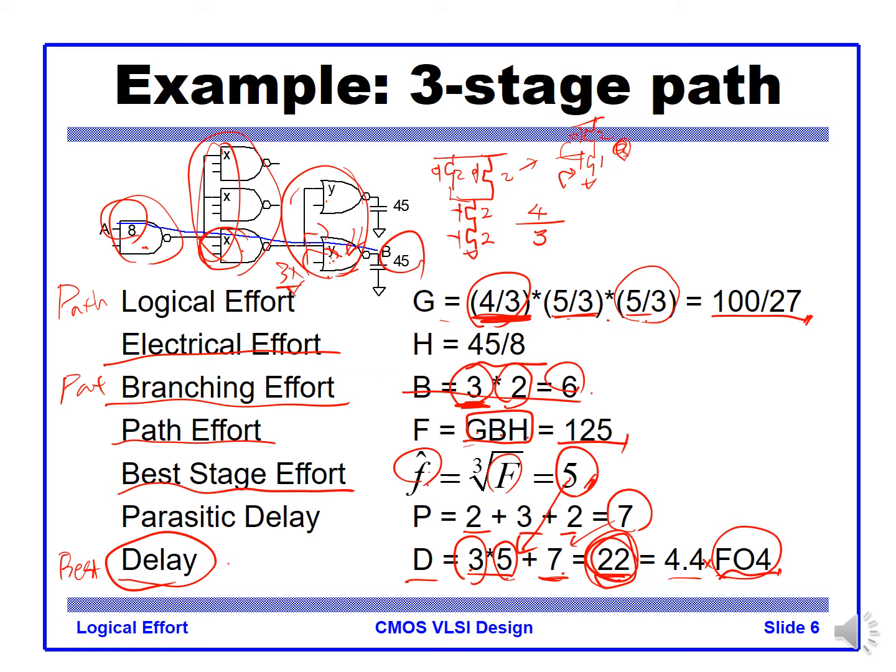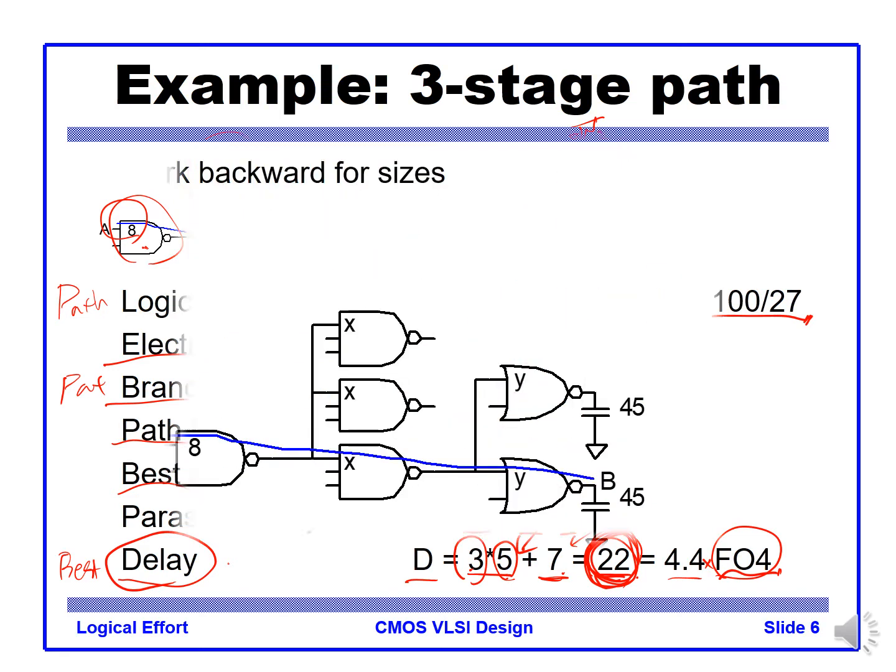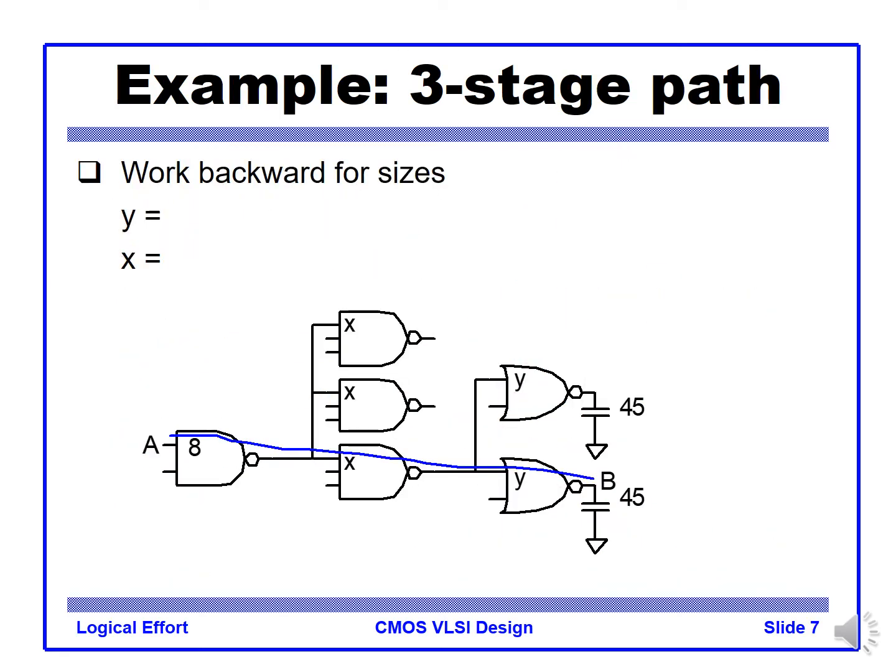So what we get is the total delay found like this, and now it's time to calculate the x and y values from this best stage effort. We found from the previous example that F hat is equal to 5, right? The best stage effort is 5. So we can work through to find x and y, right?